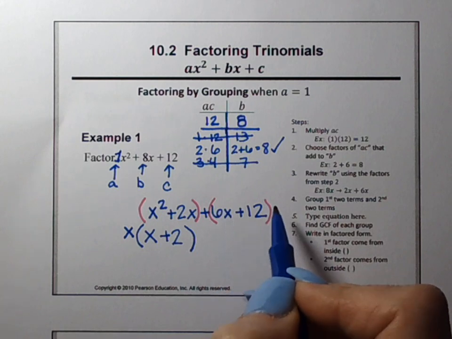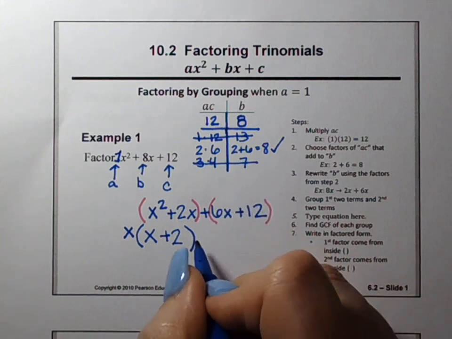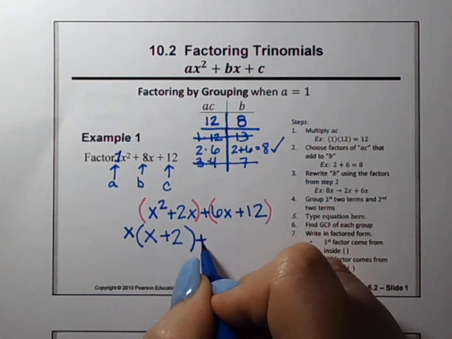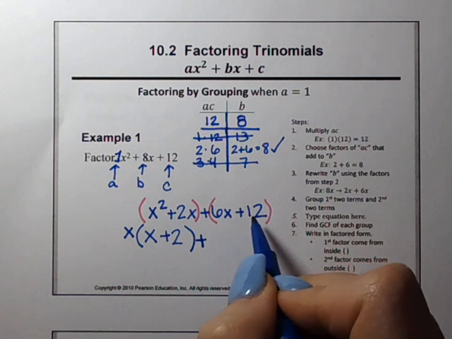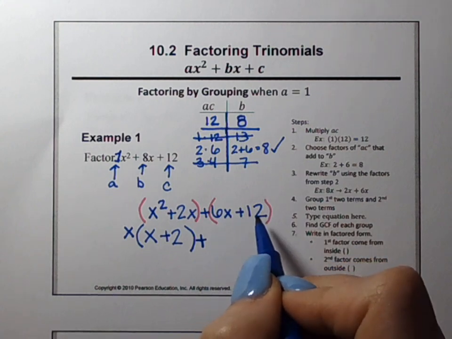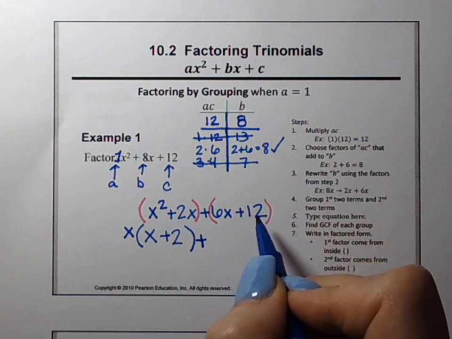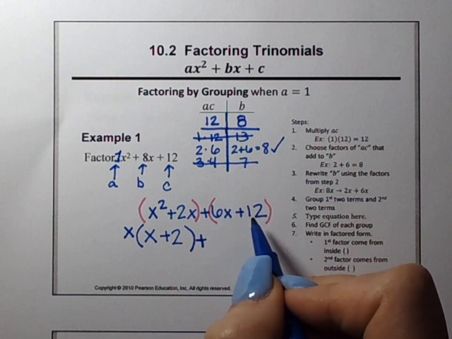So now I want to do the same thing with my second group. I've got a plus, that stays the same, and then I'm going to look at my two terms here and figure out what the GCF is. So the GCF here is going to be 6.